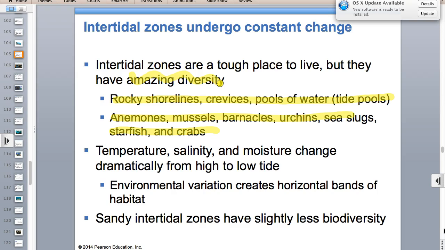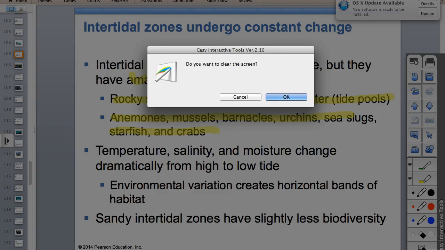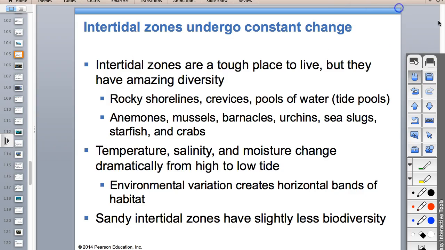And so you might have one little crab kind that lives there, those little shady looking crabs that come out. Those are kind of scary to me. They scurry off. That's it. You don't see a whole lot else, you don't see different kinds of organisms. So sandy intertidal zones have less biodiversity because there's less niches. There's less jobs in the ecosystem to do.